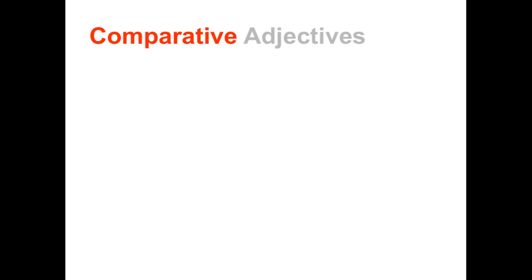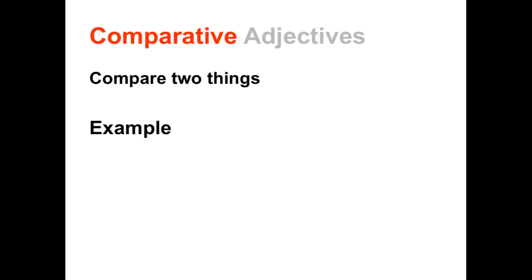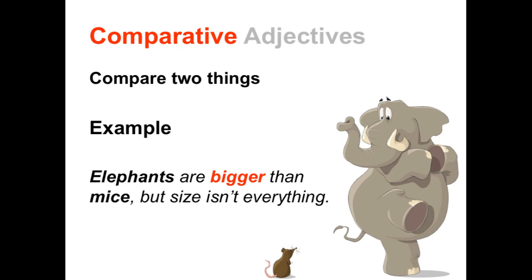Comparative adjectives, like all adjectives, describe nouns and pronouns, but they also compare them. They compare two nouns or groups of nouns. Here's an example of a sentence using comparative adjectives. Elephants are bigger than mice, but size isn't everything. The adjective bigger is describing the size of the mice and elephants, and it is also comparing them.